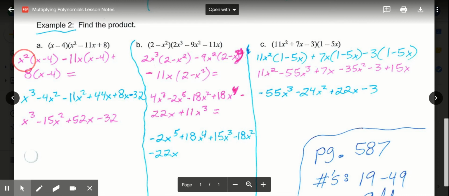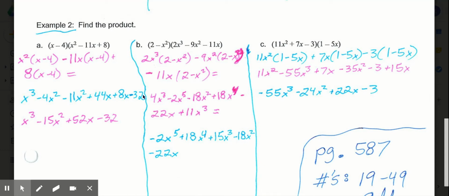So then we're going to take each part on the outside and distribute it to each part of the inside. So x squared times x is x to the third. Negative 4 times x squared is minus 4x squared. Negative 11x times x is negative 11x squared, negative 11x times negative 4, positive 44x. Then 8 times x, positive 8x, 8 times negative 4, negative 32.